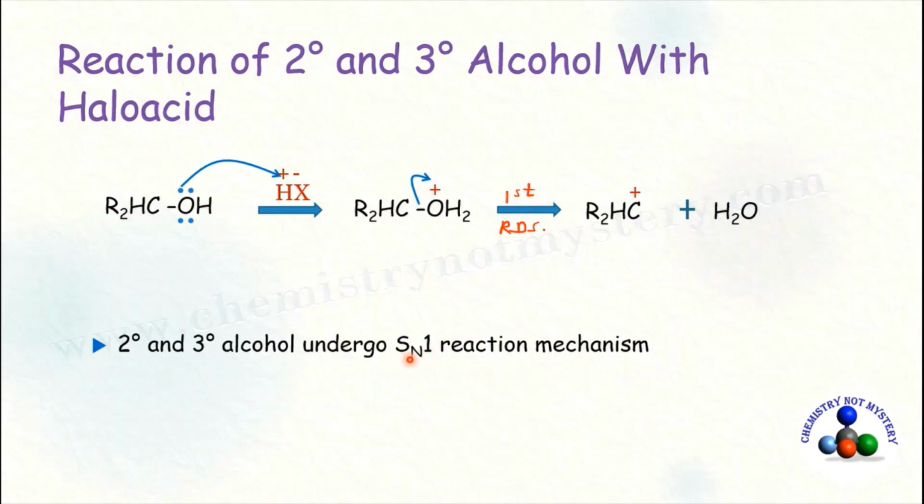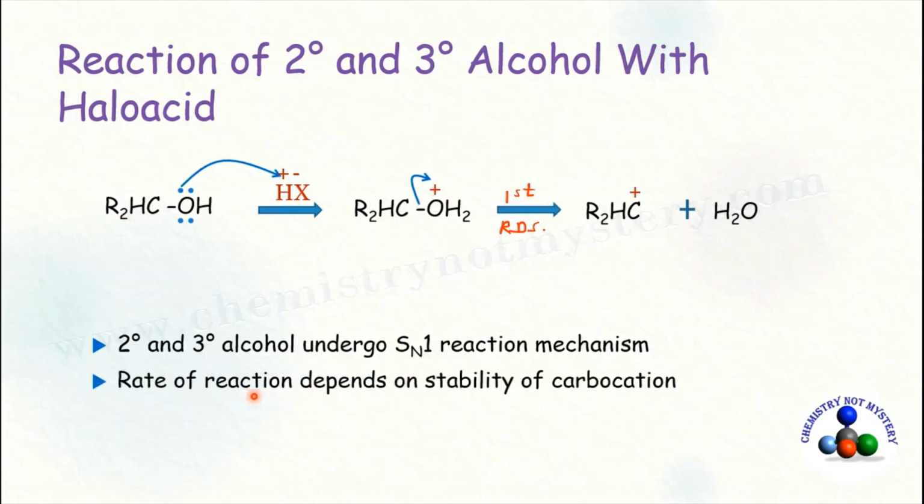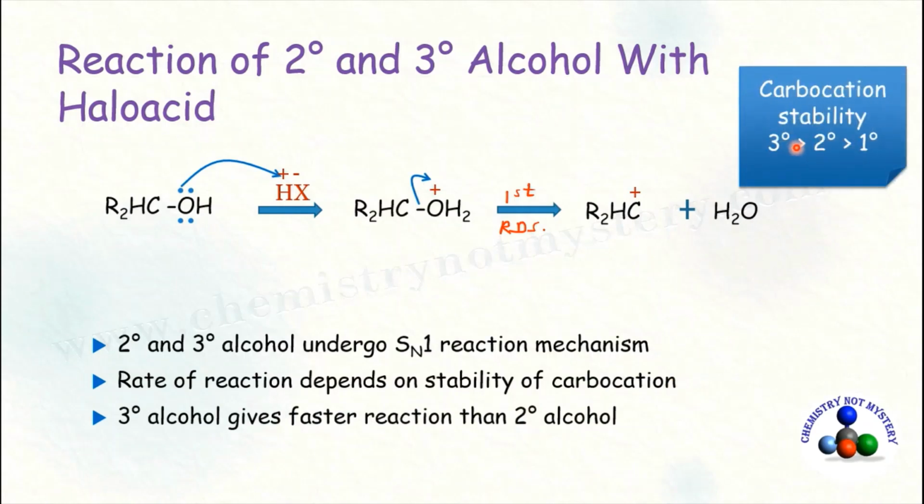For SN1 reaction mechanism, rate of reaction depends on the stability of carbocation. And you know tertiary carbocation is the most stable one and primary carbocation is the least stable one. That's why tertiary alcohol gives faster reaction than secondary alcohol. Now in the second step of the reaction, nucleophile that is X negative ion will get attached to the carbocation and you will get substituted product.